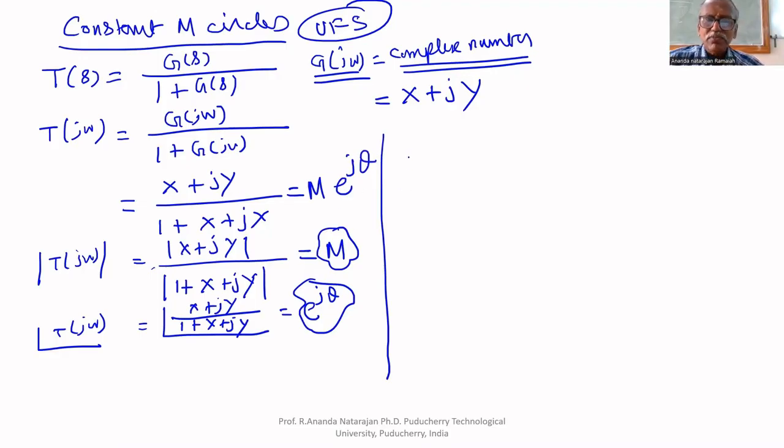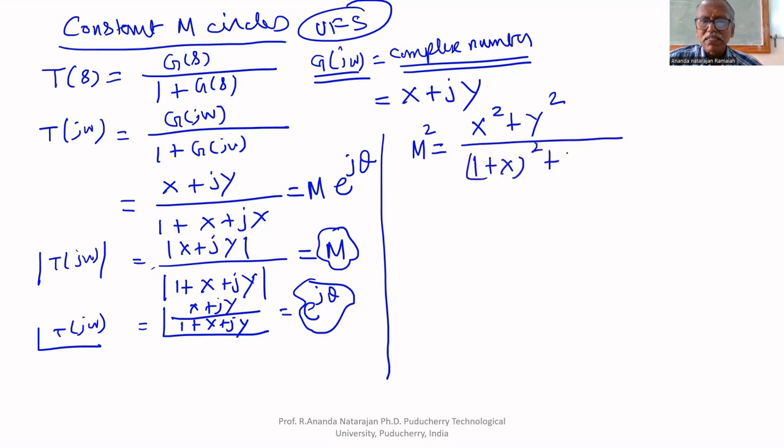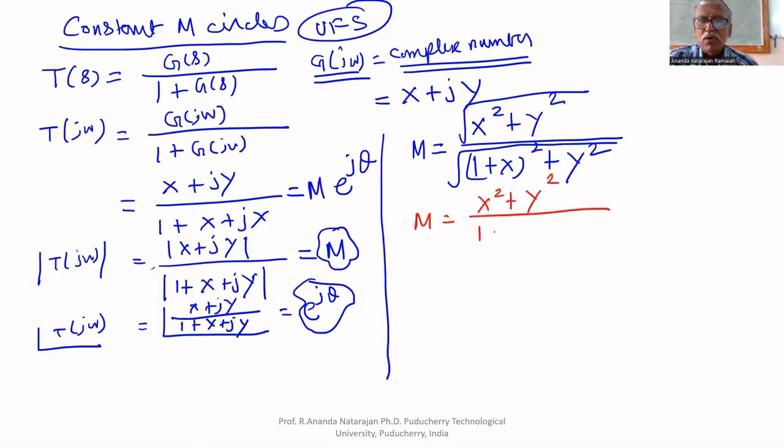M is magnitude. What is M square? M equals square root of x square plus y square upon square root of 1 plus real part square plus imaginary part square. So M square means x square plus y square upon 1 plus x whole square plus y square. If it is M, we put a square root. Therefore, M square equals x square plus y square upon 1 plus x whole square plus y square.